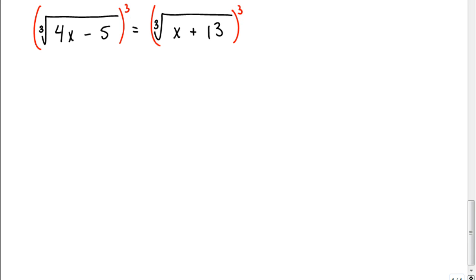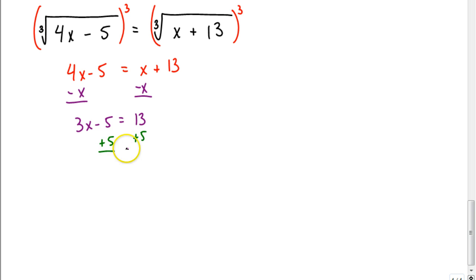that would undo the roots, so we would have 4x minus 5 on the left and x plus 13 on the right. So now when I would go through and solve this, I'd want to get all my variables on one side, all the numbers that are not variables on the other. So I'm going to start by subtracting x on both sides to get 3x minus 5 equals 13. And then I could add 5 to both sides to get 3x equals 18. Divide both sides by 3, and we would get x equals 6 as your answer.